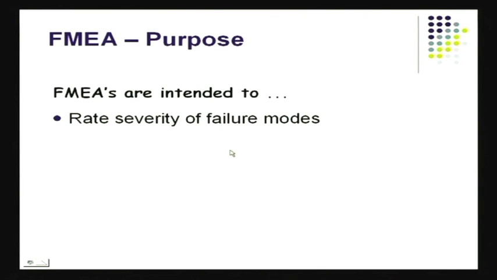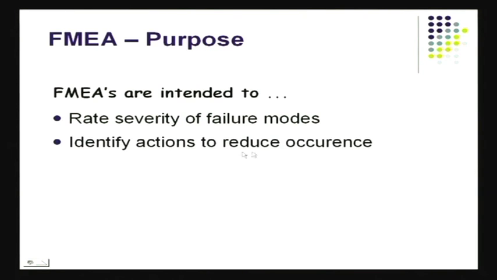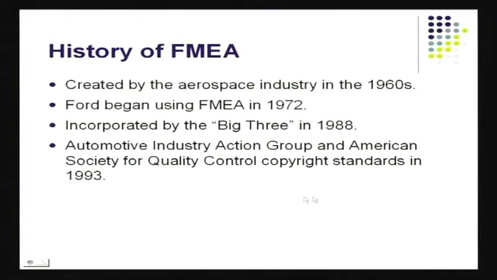FMEA is intended to basically rate the severity of failure modes. Failure modes are those different ways by which a product could fail or a service could fail. Identify actions to reduce the occurrence. This will impact the likelihood itself. And of course, test the adequacy of controls. You might have some control actions put in place. You'd like to check them out so that the control actions themselves do not fail. This is something you'd like to be able to do.